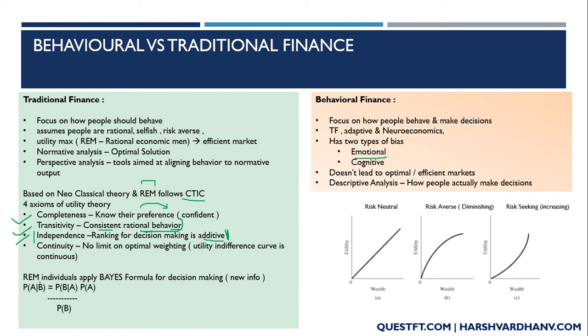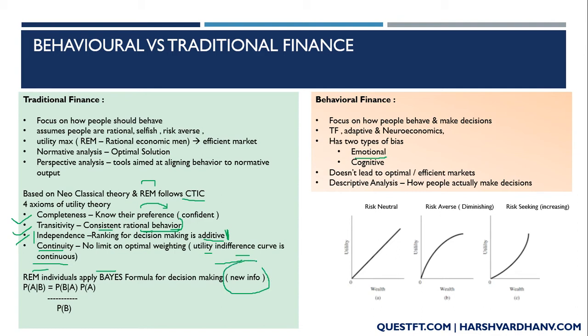The last one is continuity, wherein the important thing is that the utility indifference curve is continuous. That means rationally economic people or a group of people lead to a market which continues to look for an optimal weightage of the portfolio. A rationally economic man applies a Bayes formula for decision making.